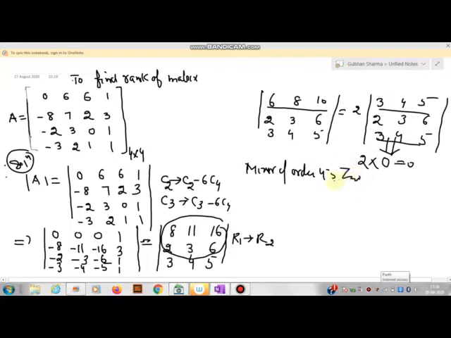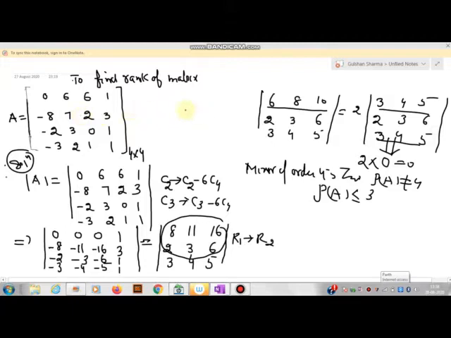The minor of order 4 is 0, so rank cannot be 4. It will be less than 4. So it means it is less than or equal to 3. Okay. Now we have to find the minor of order 3.